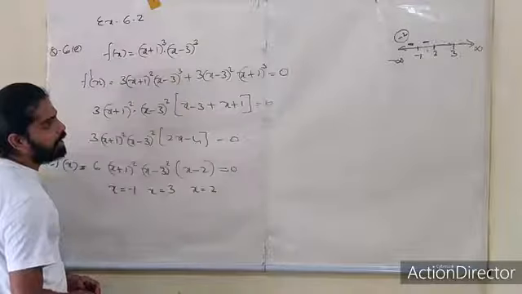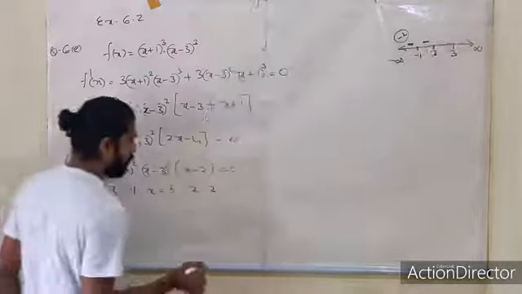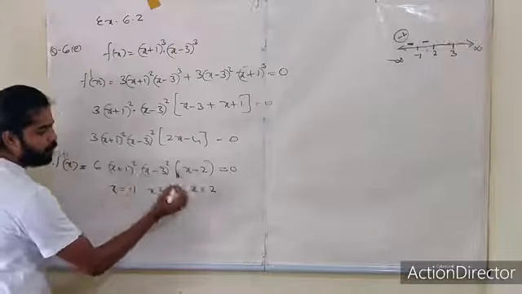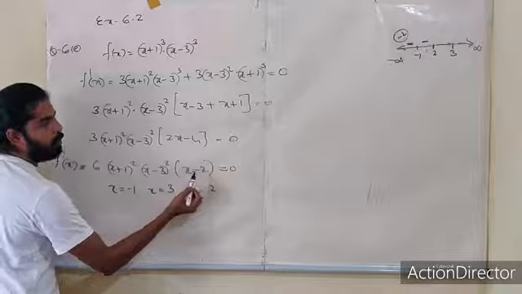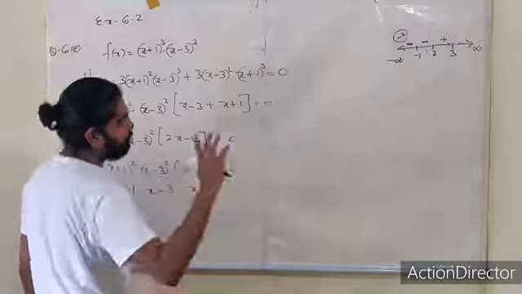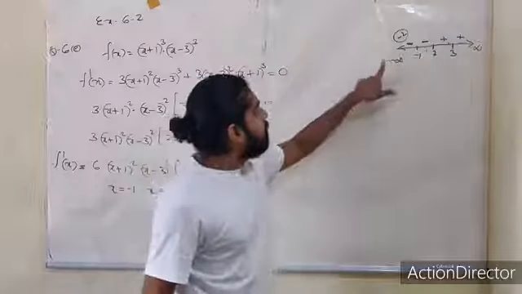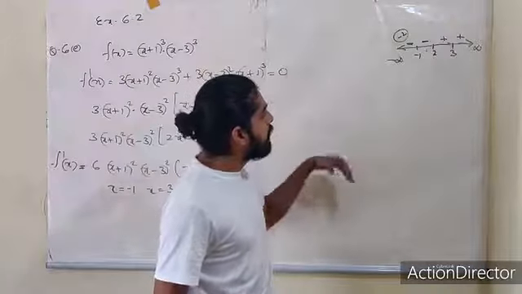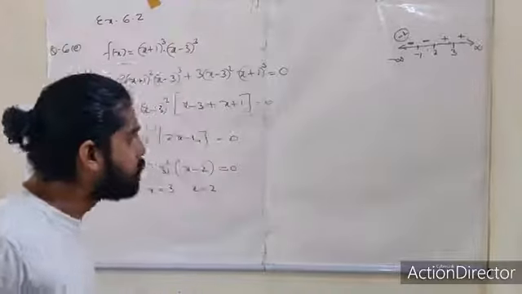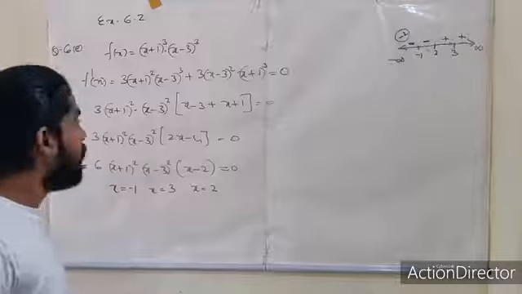In between 2 and 3, let's take 2.5. Substituting 2.5 here, the squares are always positive, and 2.5 − 2 will be positive. In between 3 to infinity, let's take 4. Substituting 4 here, you'll get positive. So from negative infinity to −1, strictly decreasing. −1 to 2, again strictly decreasing. 2 to 3, strictly increasing. And 3 to infinity, again strictly increasing. Decreasing, decreasing, increasing, increasing. Right. Let's move to the next question.